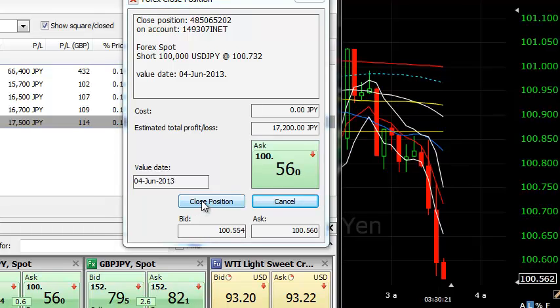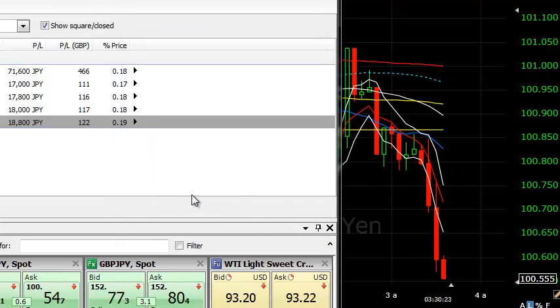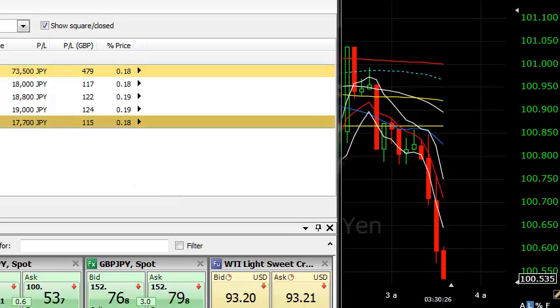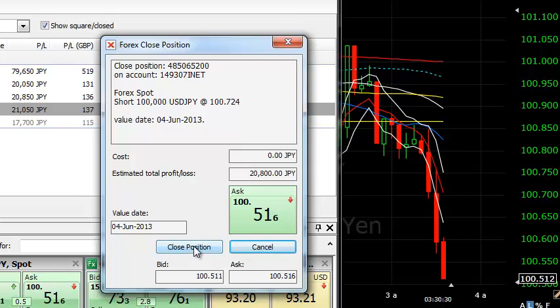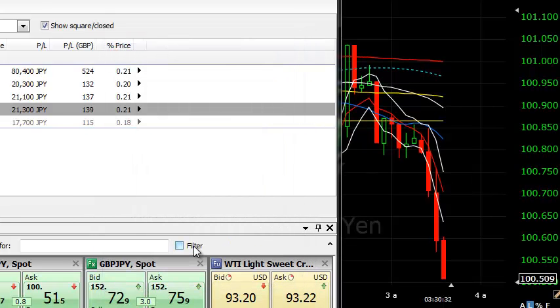Okay, so it's just coming down there now. See if we can get there. It is. Okay, so there's the first target taken. And if we take off the second one as well, that's nice. So it's about 20 pips there off the second one.